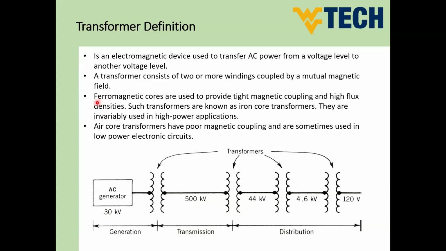In case of using magnetic cores, we use a ferromagnetic core. The ferromagnetic core is nothing but the magnetic cores that we already described in the previous topics of magnetic circuits. These ferromagnetic cores are used to provide tight magnetic coupling. Tight magnetic coupling means the coupling coefficient between the coils is relatively high. You know, guys, the ideal coupling coefficient is unity.